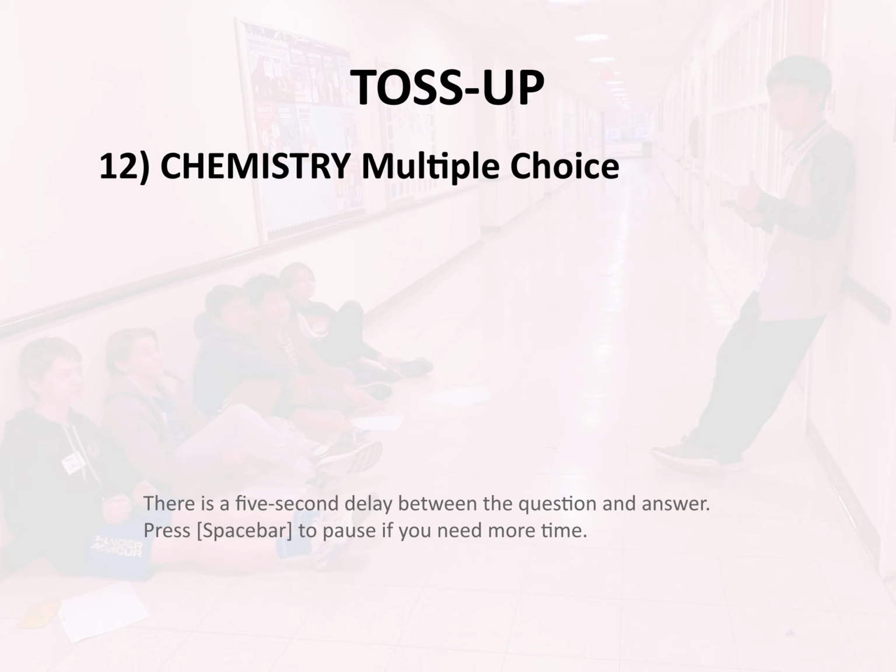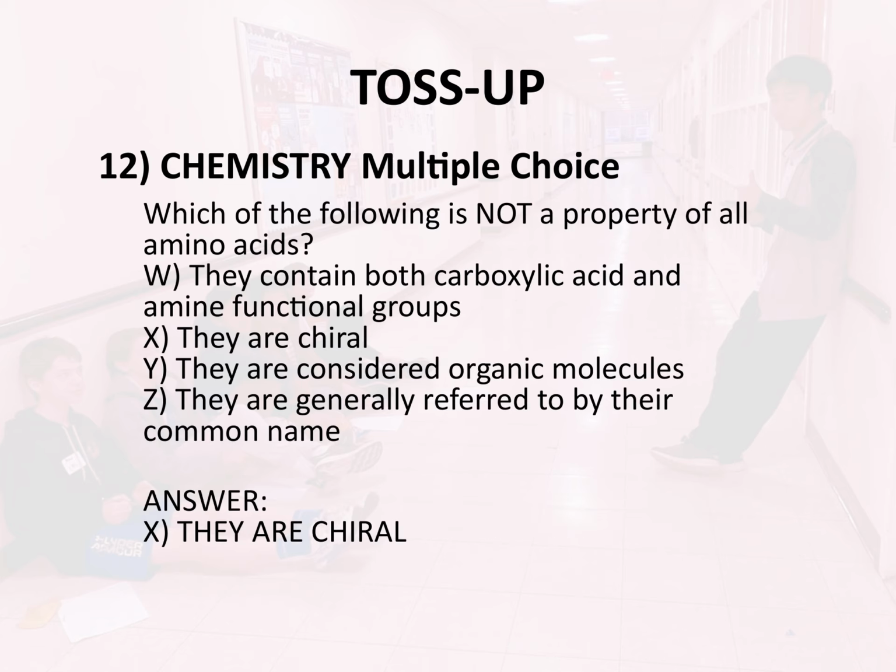Toss-up 12. Chemistry. Multiple choice. Which of the following is not a property of all amino acids? W. They contain both carboxylic acid and amine functional groups. X. They are chiral. Y. They are considered organic molecules. Z. They are generally referred to by their common name. Answer, X. They are chiral.